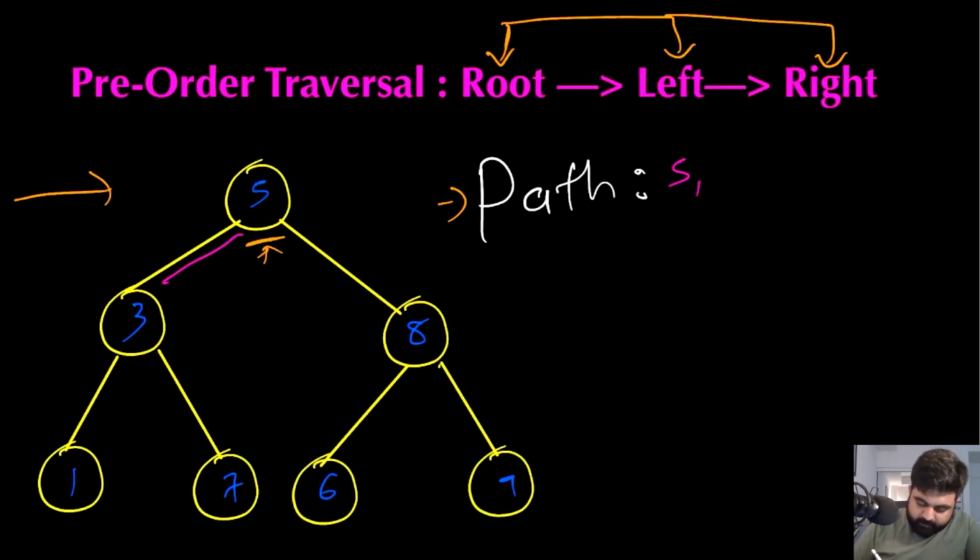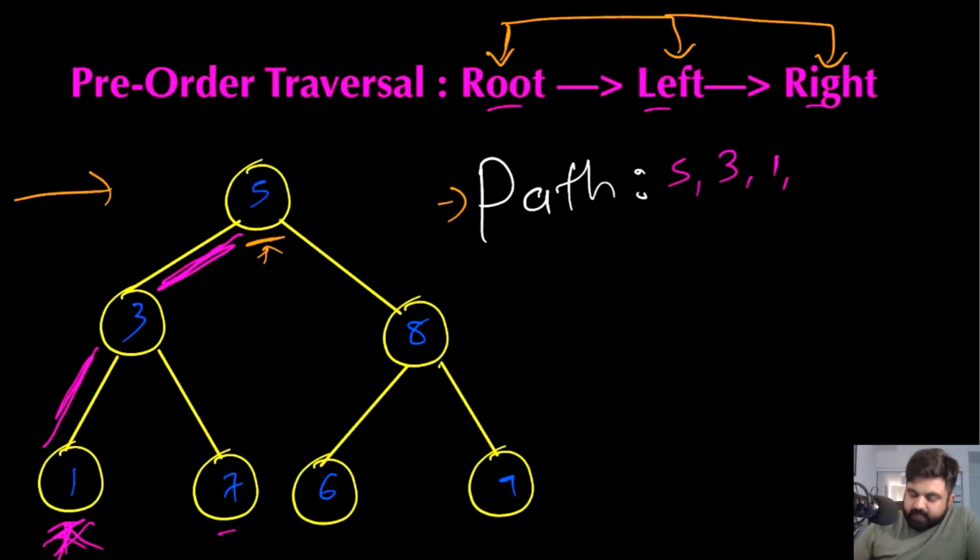Then we are going to visit its left child. So left child in this case is 3. So again we are going to visit node number 3, and then again we are going to visit its left child, because remember it's root, left subtree and right subtree. So left subtree still exists over here, so we are going to visit node number 1. Now nothing more exists in the left subtree, so now we will start visiting the right subtree. So now we will visit the node number 7.